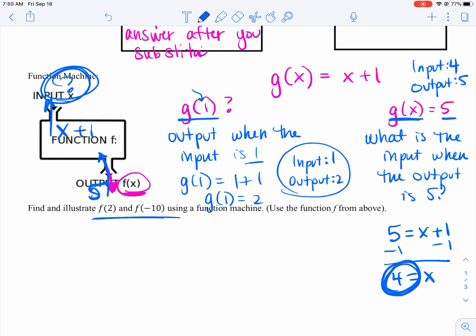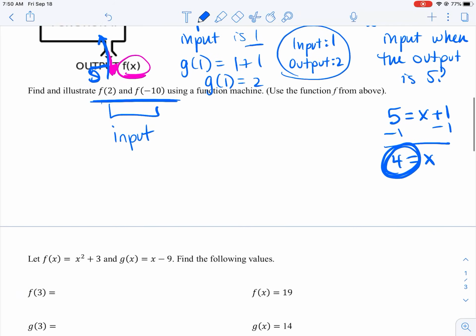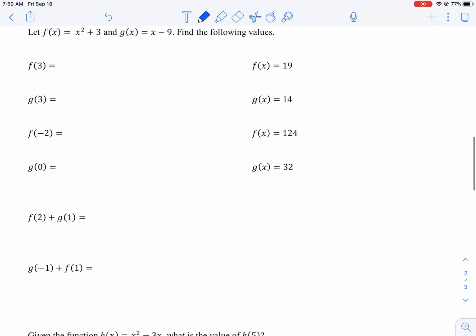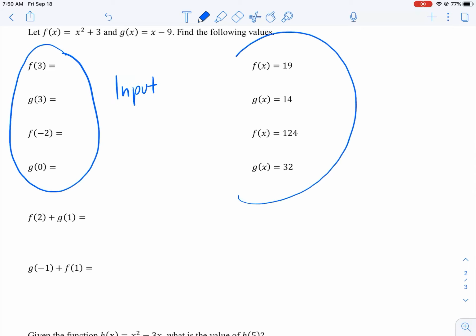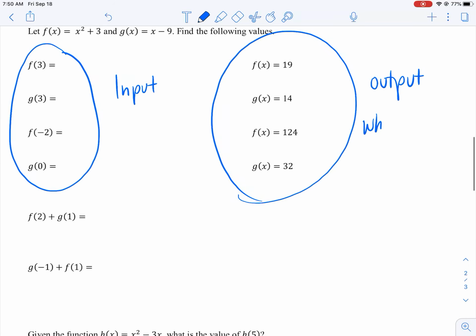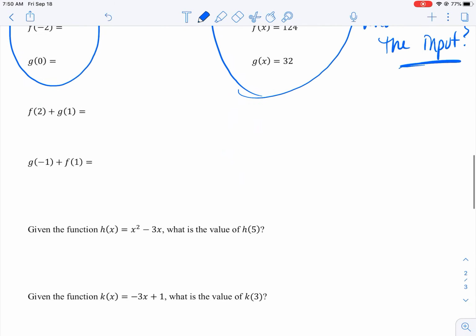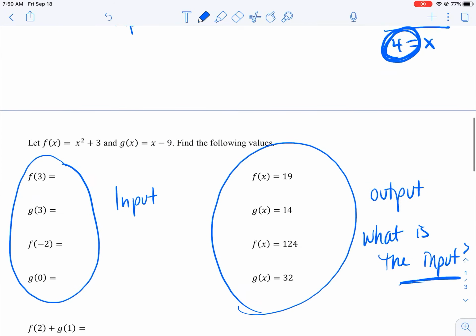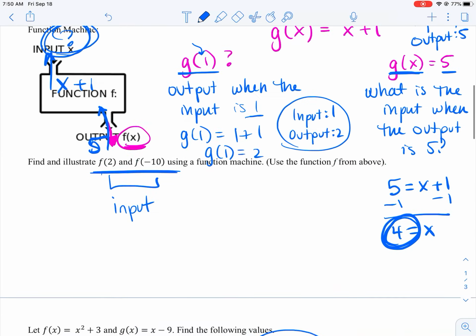So in both of these cases, you've got two inputs here. But when you go to the back, be careful, because these are your outputs. I want you to try to figure out what the input is. So this is where you have to go backwards. Okay? So try this out, and remember to let me know if you have any questions.